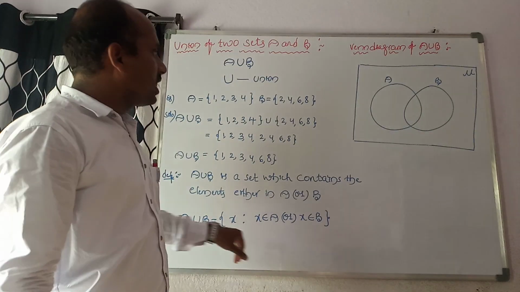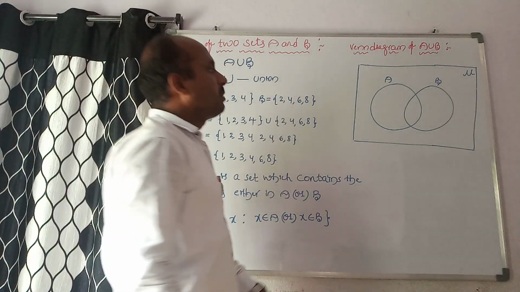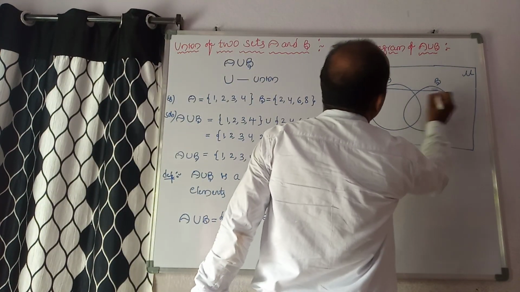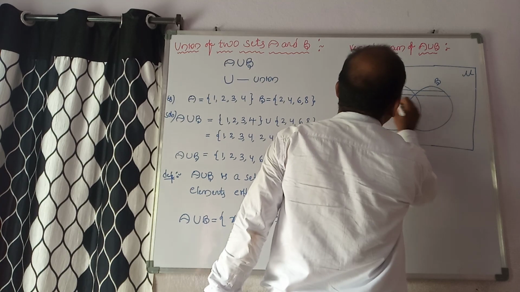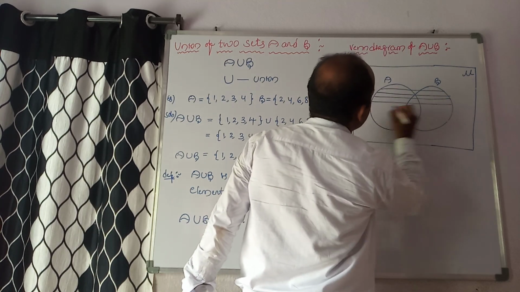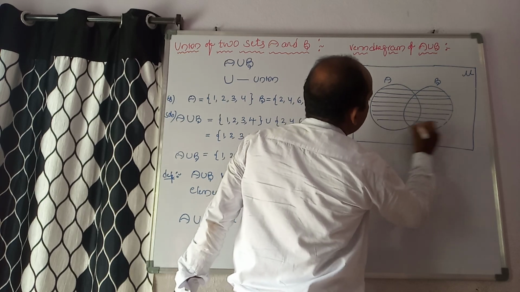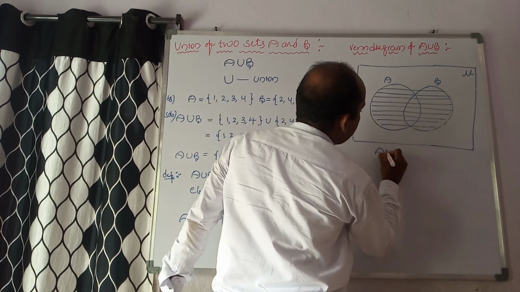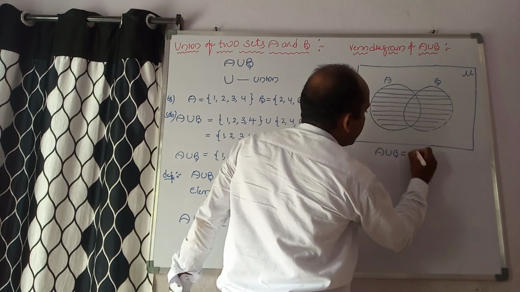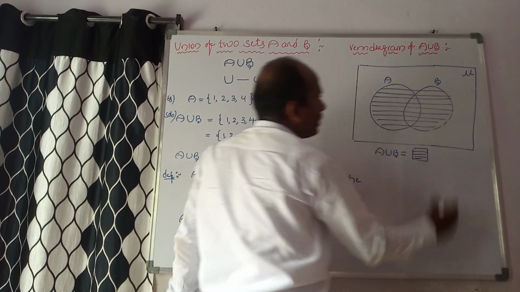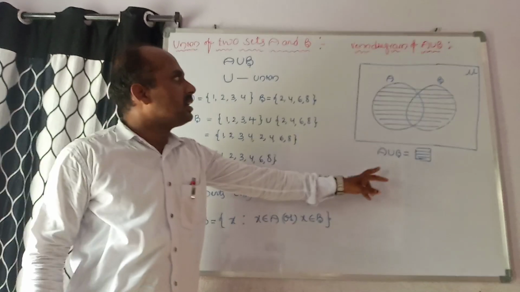The Venn diagram of A union B means A is together with B. That means we have to shade the total A and B part. Finally, we can conclude that A union B is equal to this total shaded part. This shaded part is called A union B.